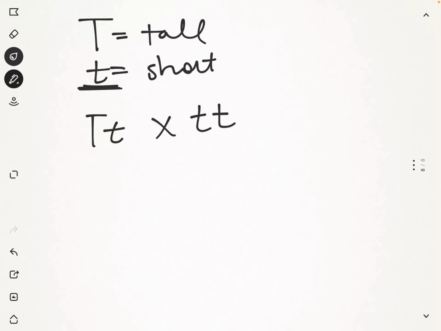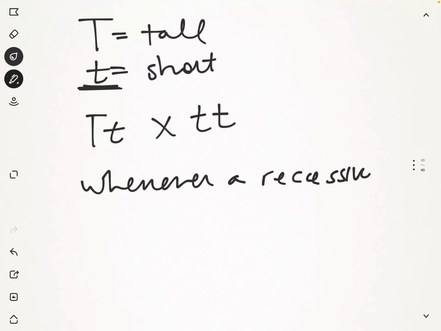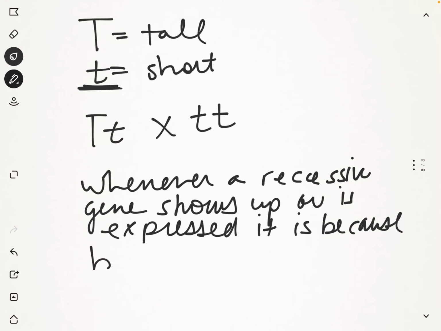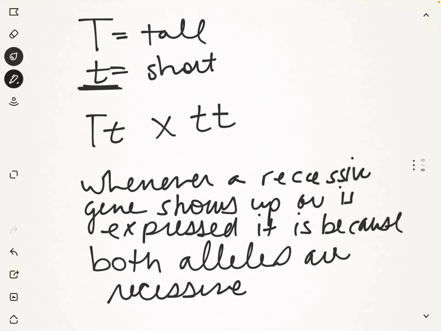There are a lot of these that are just going to say a heterozygous for one trait is crossed with something indicating a recessive trait. So whenever a recessive gene shows up or is expressed, it is because both alleles, both the things that you get from the parent, are recessive. Both of the alleles are recessive. So for example, little t is only going to show up as short when it has both.